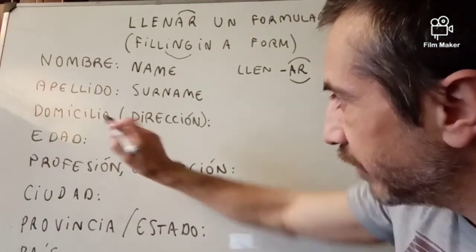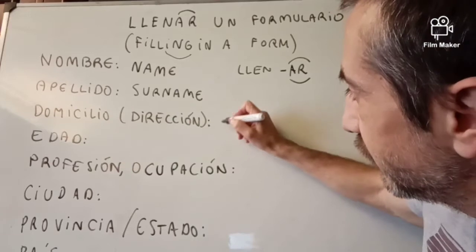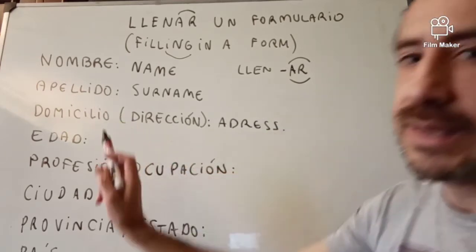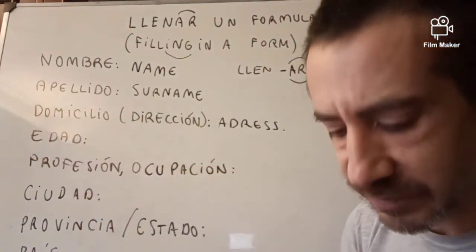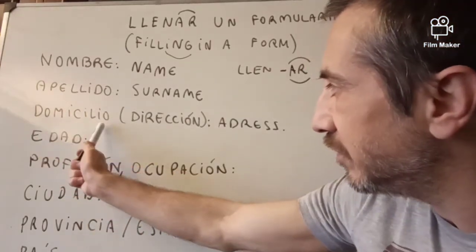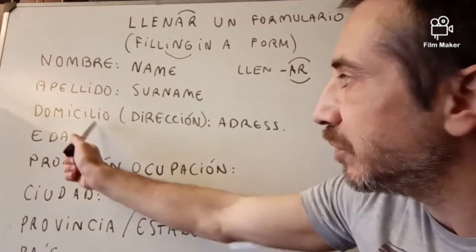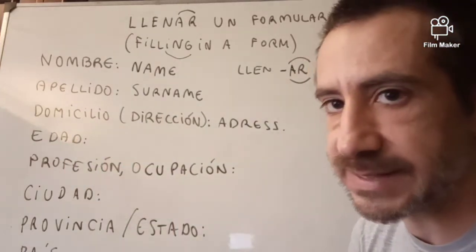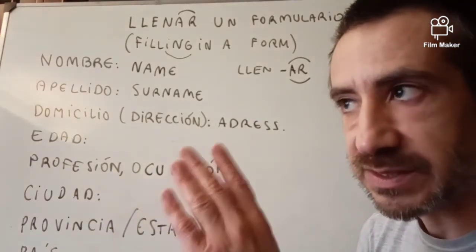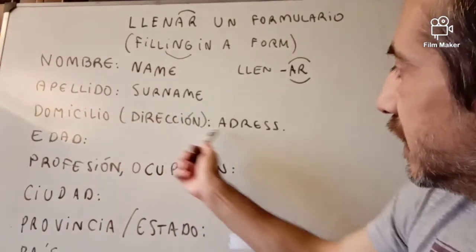You'll have to give information about your address. The form can say either domicilio, from Latin domicilium, very similar to Latin, or dirección, like direction. Domicilio, dirección, both mean the same. The specific place with the specific number and the name of the street you live on. So it's the address.